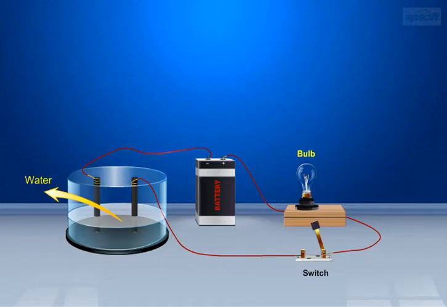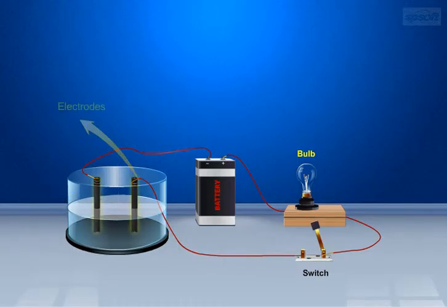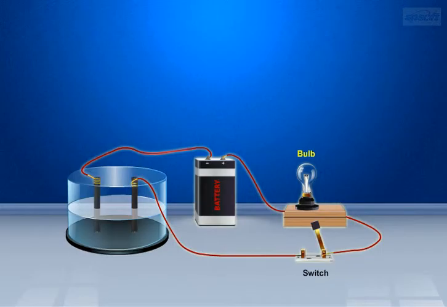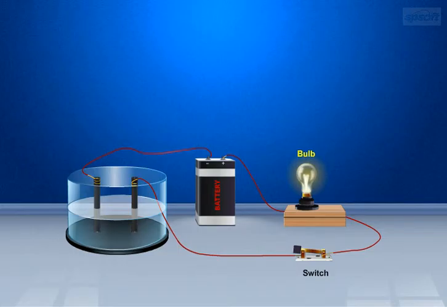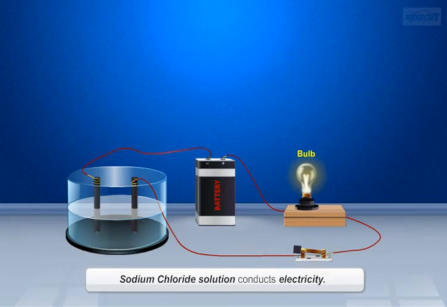Fill a beaker half with water and dissolve some sodium chloride. Two carbon rods or electrodes are placed in the beaker. An electric circuit is then set up by including a battery, a bulb and a switch. Press the button to switch on. On pressing the switch the bulb lights up at once. This means sodium chloride solution conducts electricity.